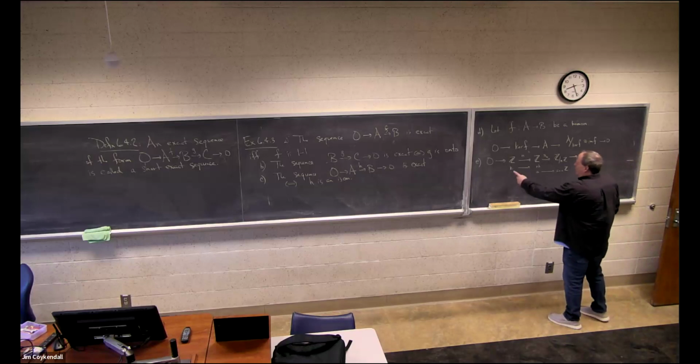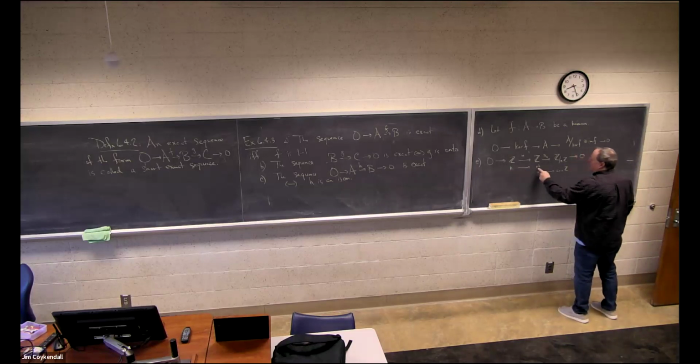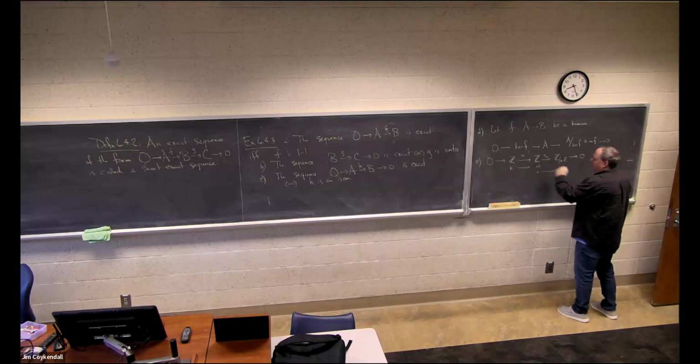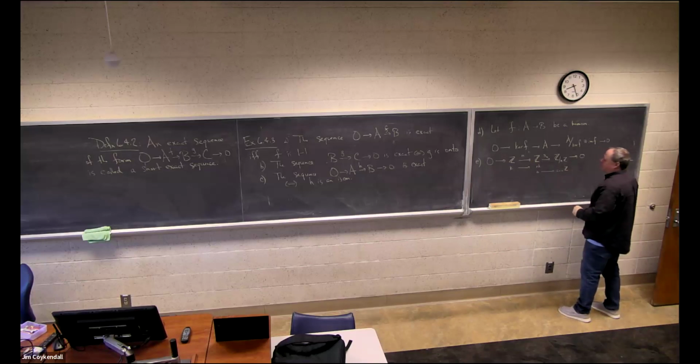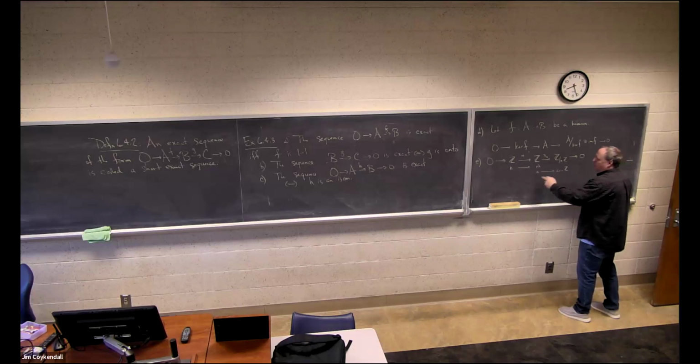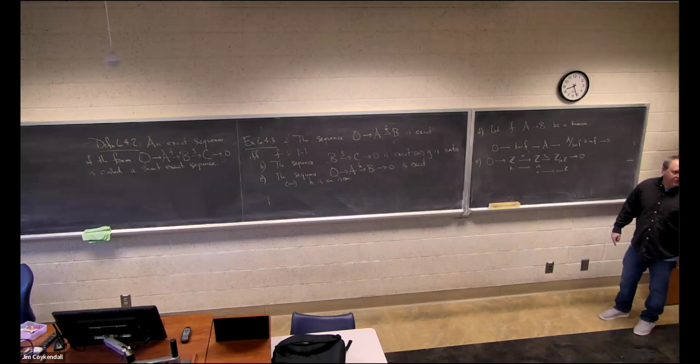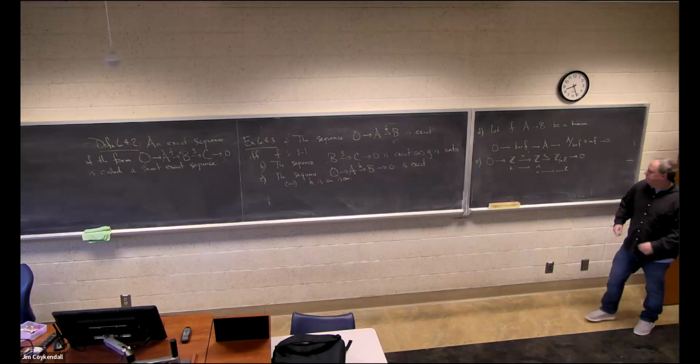Notice that when you compose in order, k to nk and nk mod n is 0, right? So it's a complex here. And notice that what must happen for this to be in the kernel is that it must be a multiple of n, which puts it in the image of the previous one. So this is a short exact sequence as well. Okay.